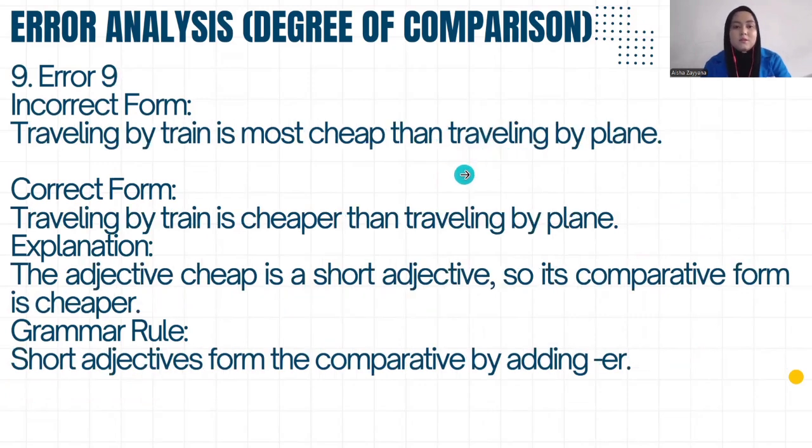Number 9: "Traveling by train is more cheap than traveling by plane." The correct form is: traveling by train is cheaper than traveling by plane. Because the adjective cheap is a short adjective, so its comparative form is cheaper. Grammar rule: short adjectives form the comparative by adding -er.